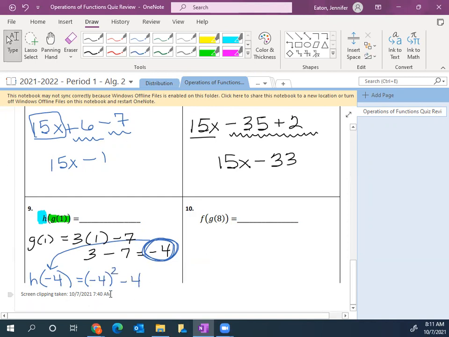Now, just real quick here, if I have negative 4 squared, what is that? 16. Positive or negative? Positive 16. Very good. Because a negative times a negative is a positive. So we have positive 16.